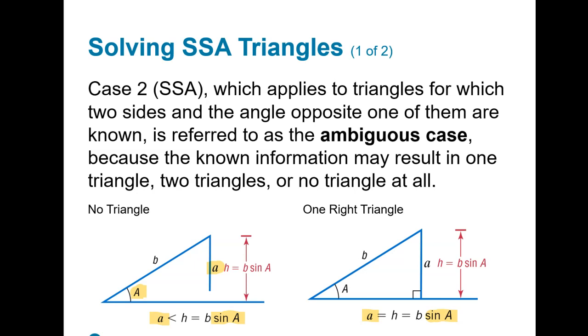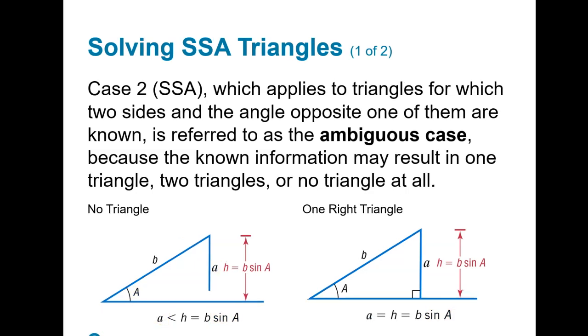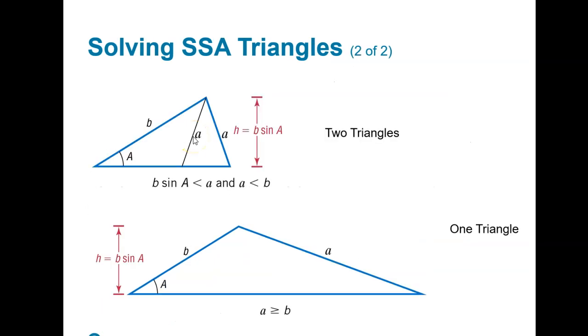When they are equal, we get exactly one triangle, and it's a right triangle. But if the side length that we're given, that's opposite the angle, is larger than B sine A, larger than that perpendicular height, which would be right there, then it kind of dips down and swings back up and hits again.